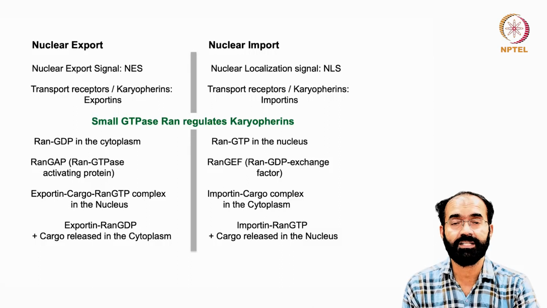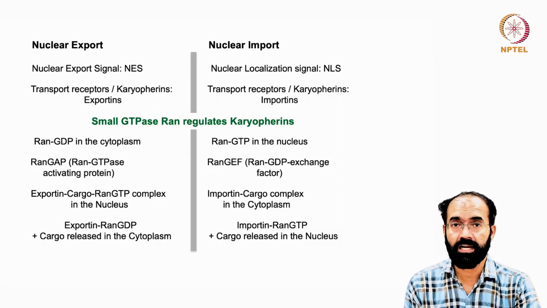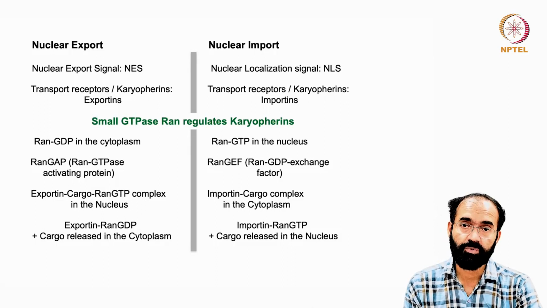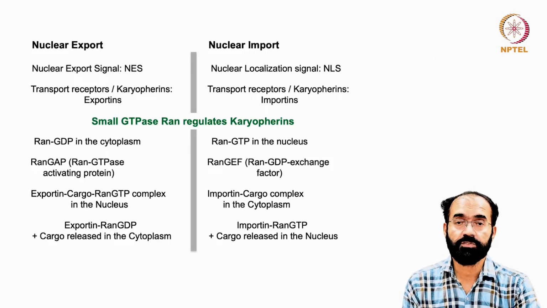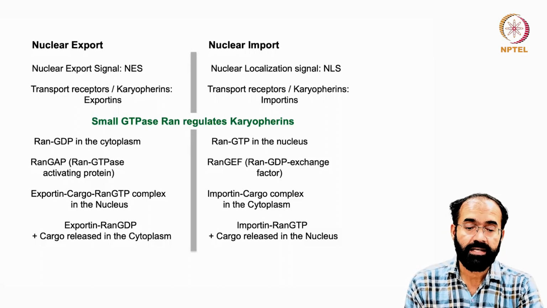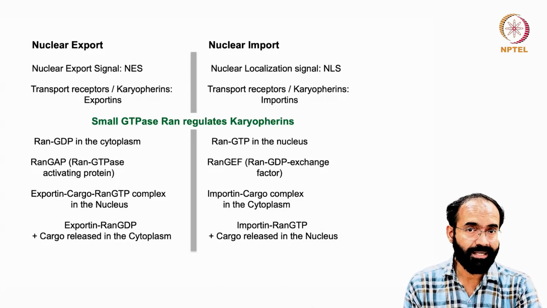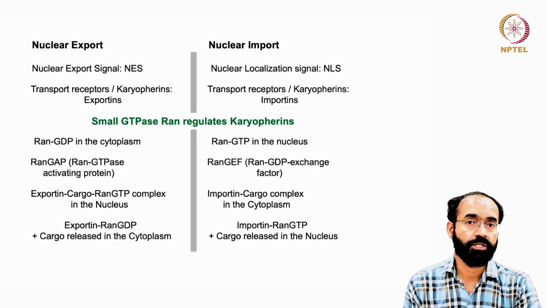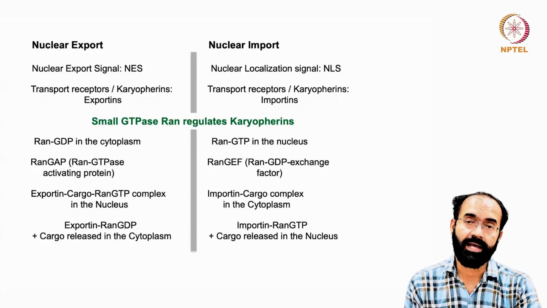The phosphate is taken by this complex, and because of this process, the cargo will be released into the cytoplasm. If the Ran did not give the phosphate to the karyopherin, then the karyopherin will hold the cargo. The moment it gives the phosphate group to the karyopherin, it will release the cargo. What is the cargo? RNA is the cargo.